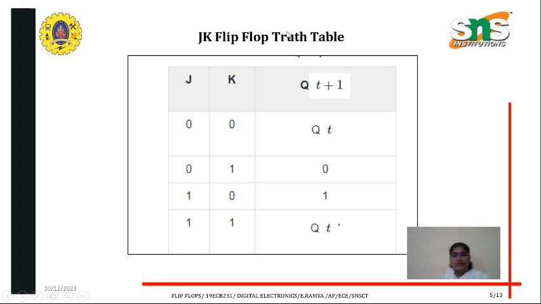The next important thing is the truth table of the JK flip-flop. 0 0, 0 1, 1 0, 1 1 are the input conditions of the JK flip-flop. Qn plus 1 is the next state. When both inputs are 0 0, I will get Q of t. When both inputs are 1 1, I will get Q of t bar, that is the complement of Q of t. When my input is 0 1, J is 0 and K is 1, I will get 0 as the output. When my input is 1 and 0, J equal to 1 and K equal to 0, I will get 1 as the output. Okay, I hope you understand the truth table of the JK flip-flop.